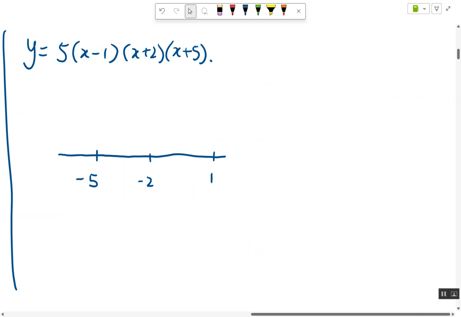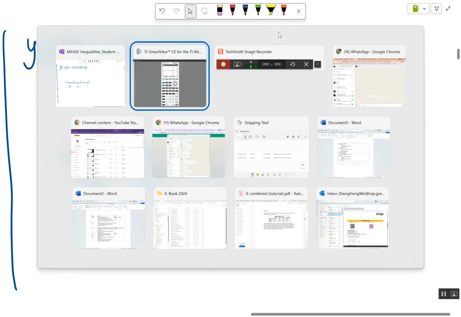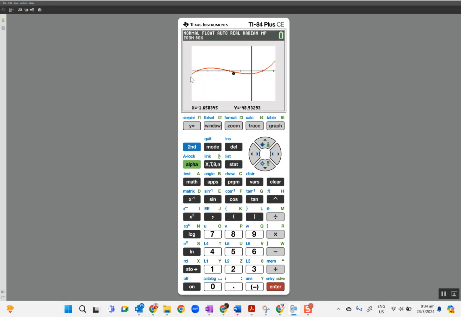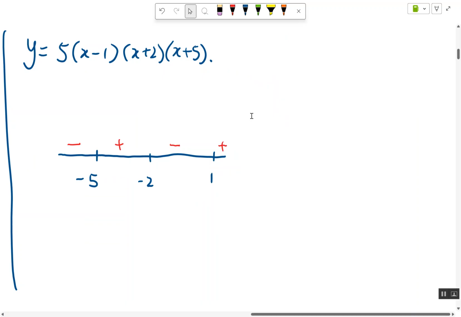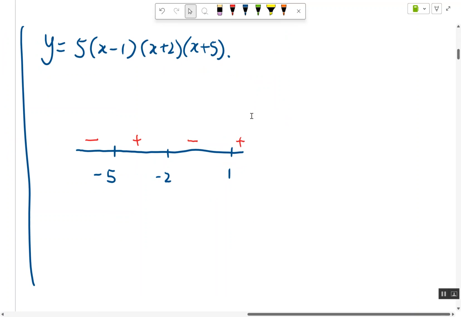So once you know the first one, which I know on the left side of negative 5 is negative, this will be positive, this will be negative, this will be positive. Because when a graph has a root, it will go from negative to positive. If there's another root, it will go from positive to negative. If there's another root, it will go from negative to positive. So that's why this method of plus minus plus is pretty straightforward to use.